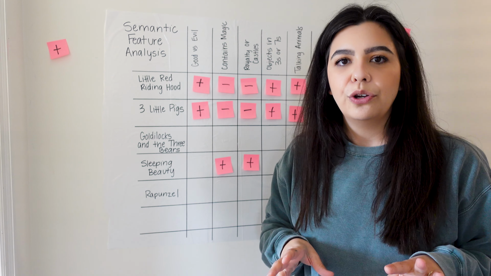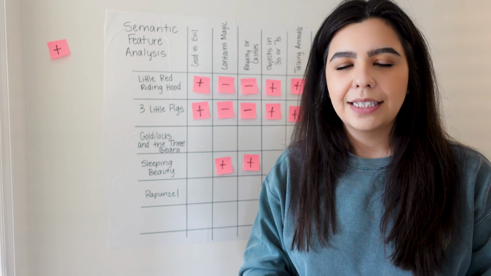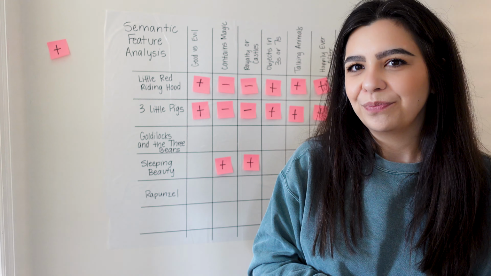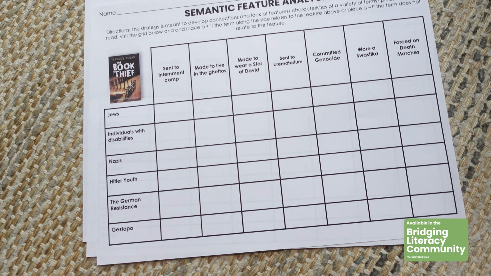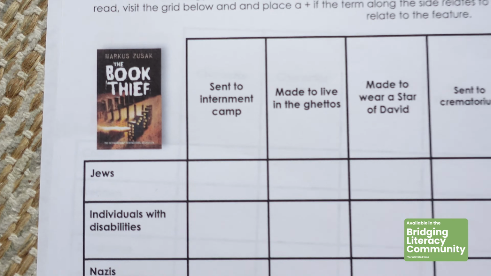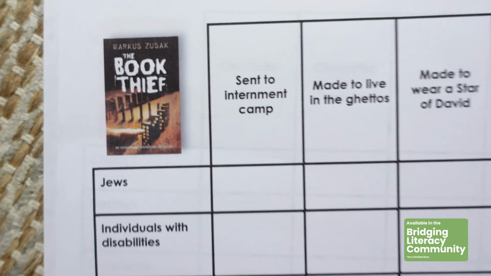So now I want to show you what this looks like for one text and allowing students to be able to process the information there. Okay, so I said that I was going to show you what this looks like when it comes to a text itself. So I'm going to give you 2 different examples. This one is The Book Thief, which is a fantastic book if you have not read it.